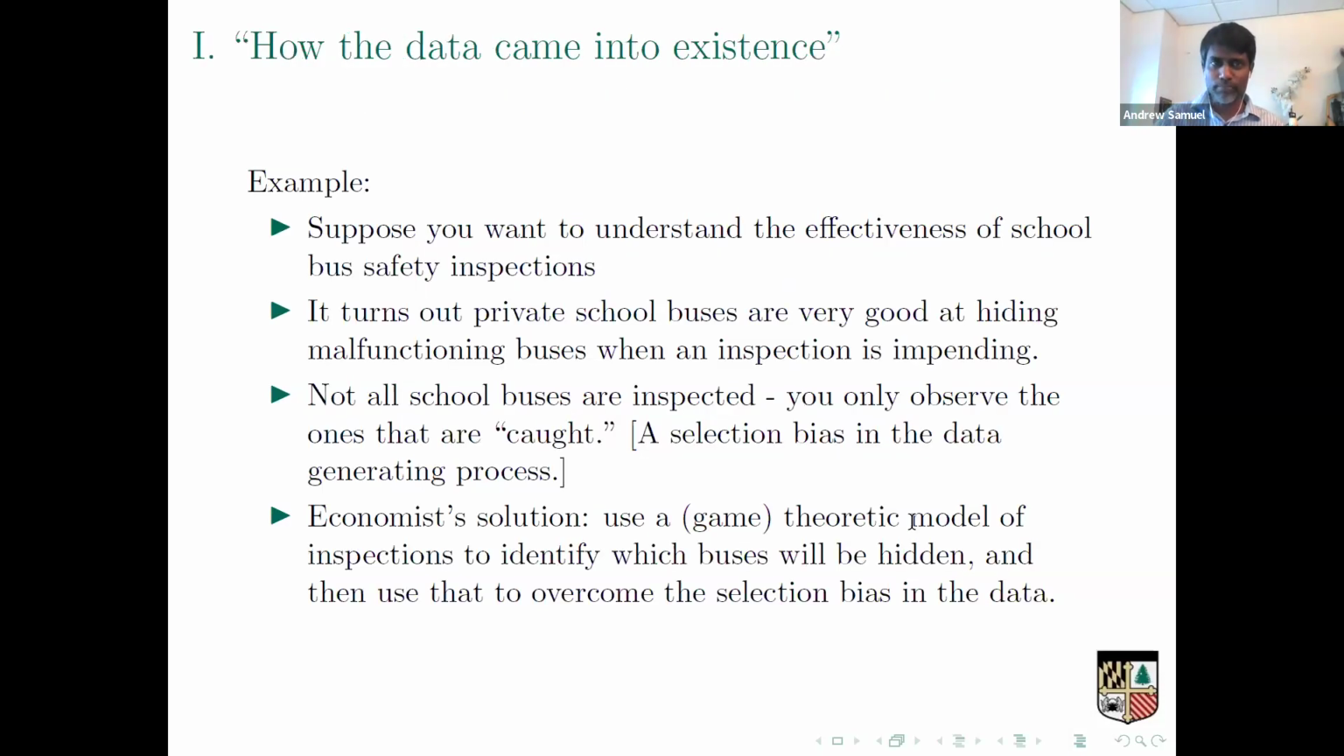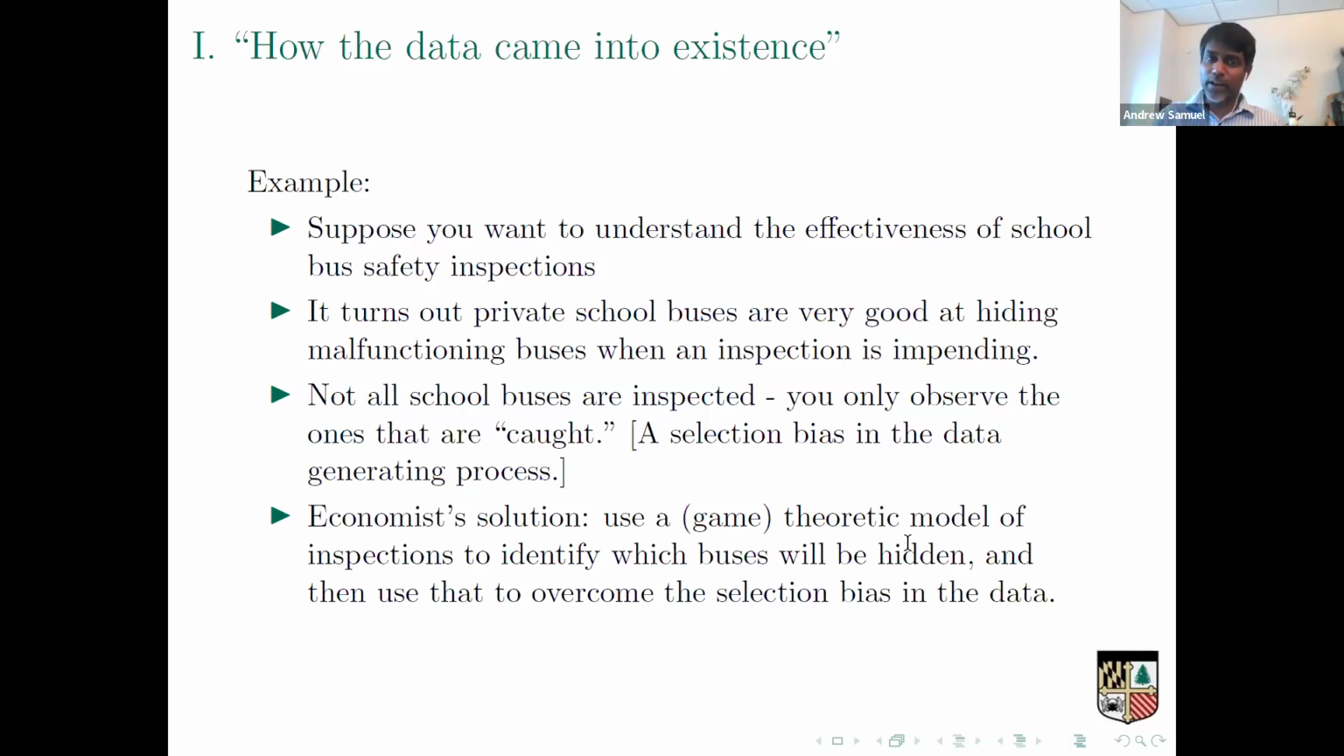Now, it turns out many private school buses in a state that I'm not going to mention are very good at hiding malfunctioning buses when an inspection is impending. So literally, they hide the buses in a different parking lot when the inspector is going to come and inspect buses for safety. Which means that if you look at inspection data, you only observe the buses that have been caught, the ones that have been found by the inspector. So there's an inherent selection bias in the data generating process. The way the data of inspections has been created ignores all the buses that were hidden by the school bus company.